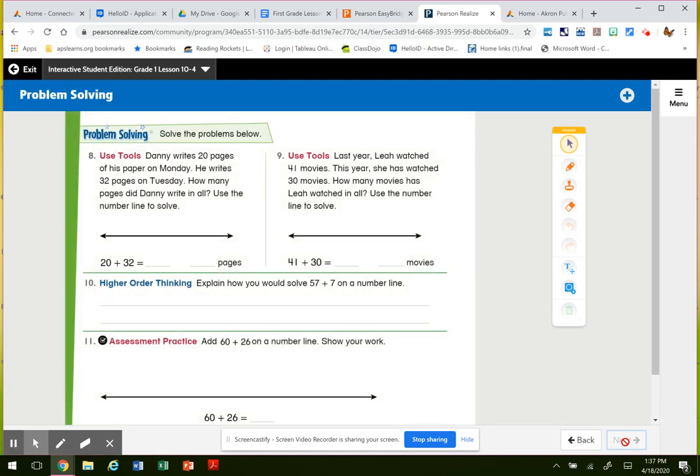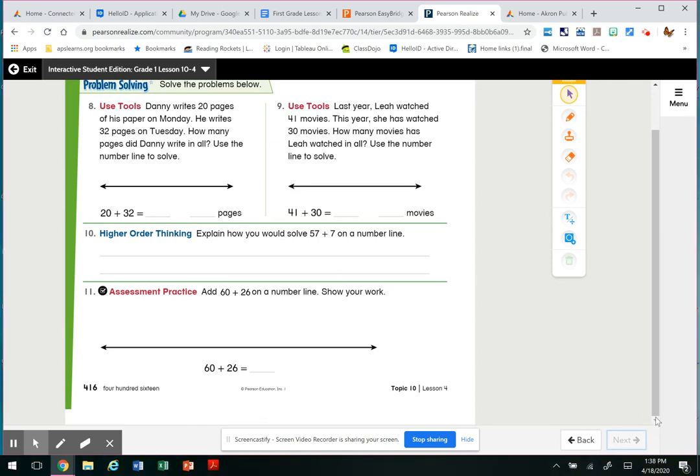We have 5 problems here. I'm just going to do one. Let's do number 8, because here we have the same situation where we're going to move our numbers around. It says use tools, and our tool today is the open number line. Danny writes 20 pages of his paper on Monday. He writes 32 pages on Tuesday. How many pages did Danny write in all? Use the number line to solve.